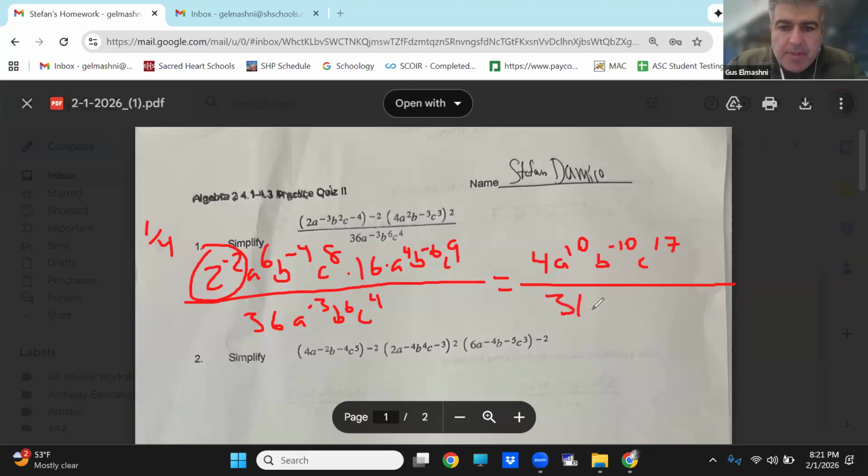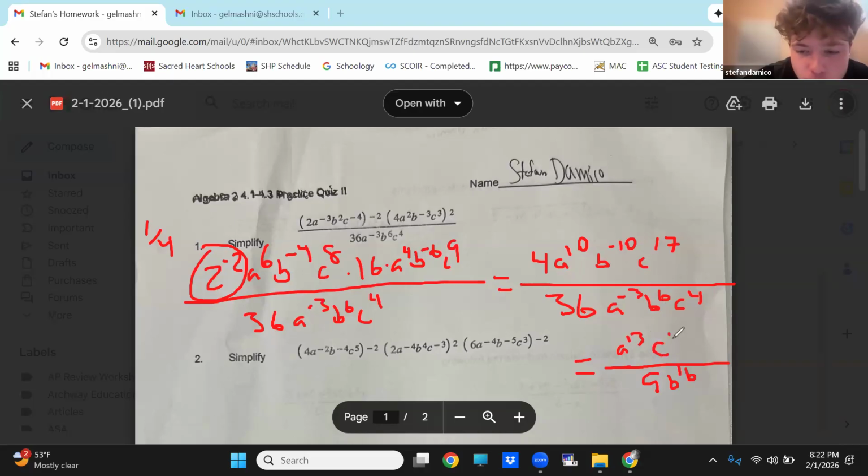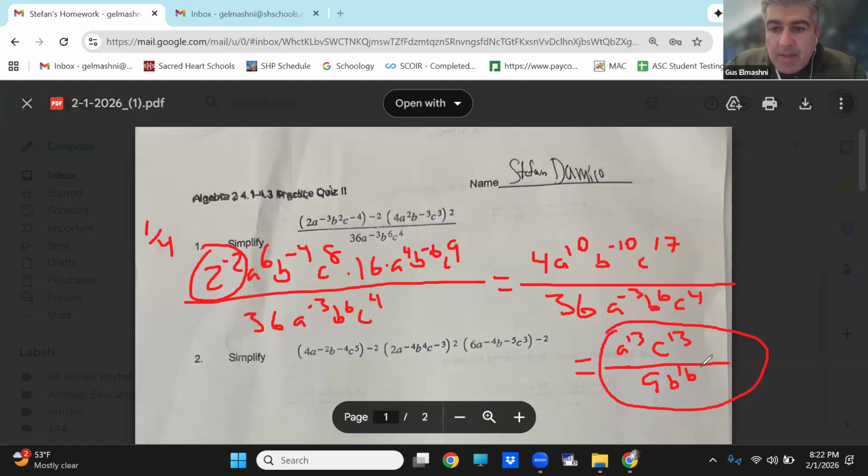And down below you have 36, A -3, B6, C4. So now what you want to do is combine these. 4 over 36 is 1/9. And you subtract. You have A10 over A -3 is A13. Actually, I should put it as one fraction. You have 9, A13. You have B16 because you're doing -10 minus 6 is -16. It should be on the bottom. And then C13. And that's our answer. A13, C13, over 9, B16.